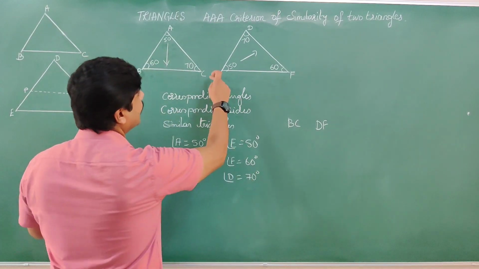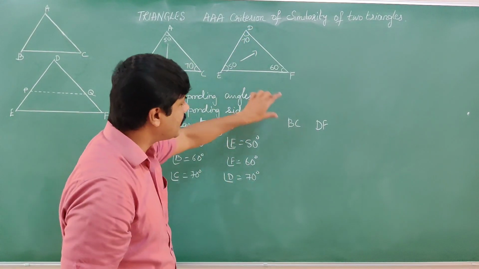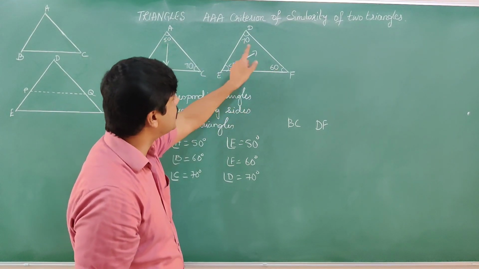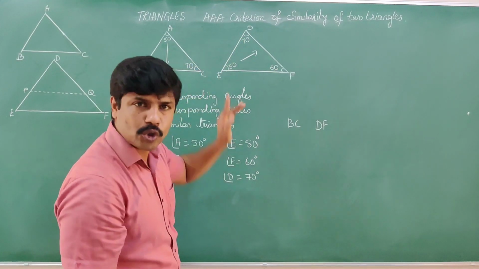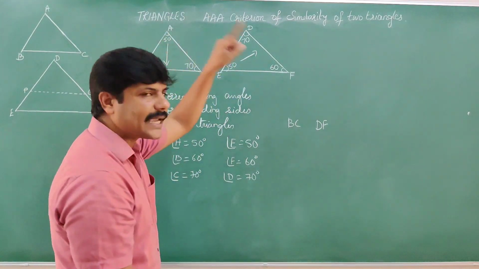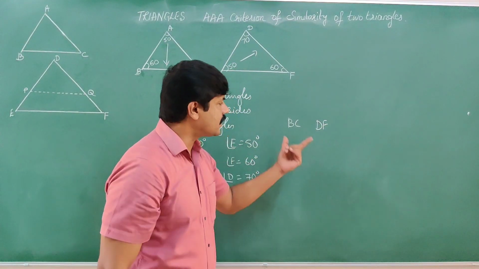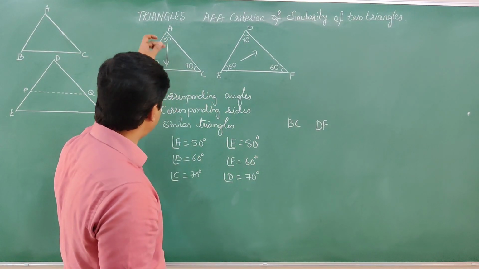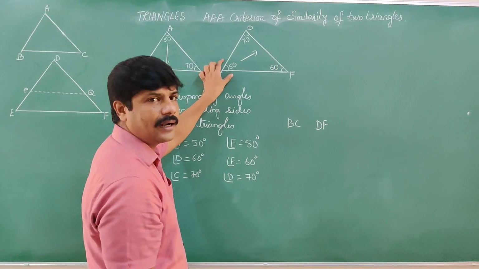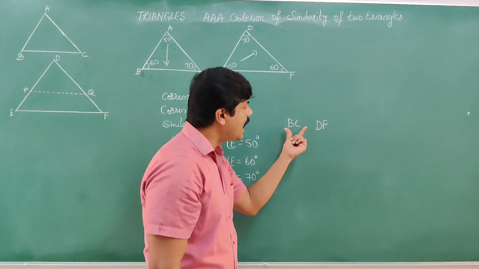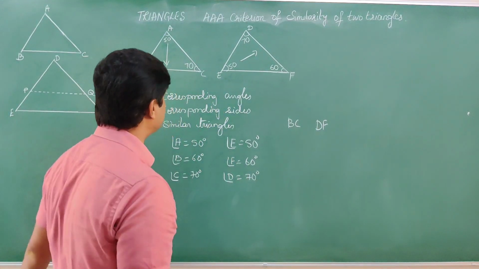You cannot take DE as the corresponding side with BC because here it is 50 and here 60. Opposite to 60, DE is there, so we should not consider it. Opposite to 50 in both the triangles, which side comes? That side becomes the corresponding side. Here, opposite to angle 50, BC is there. Opposite to angle 50 here, DF is there. Therefore, BC and DF are corresponding sides.